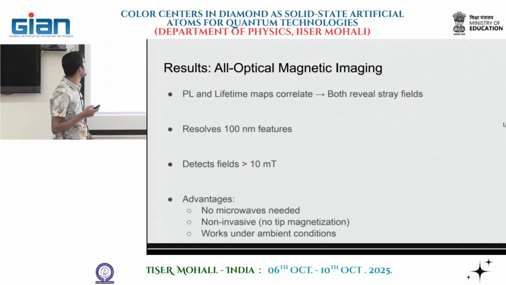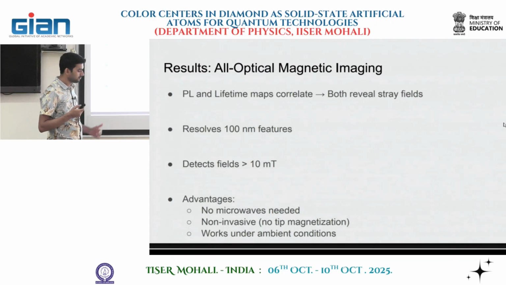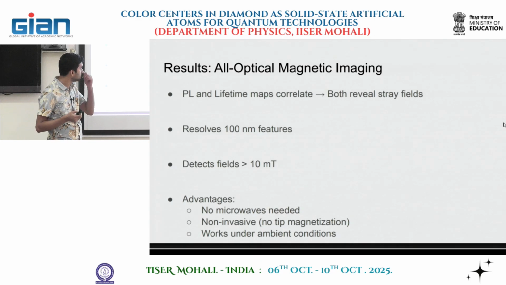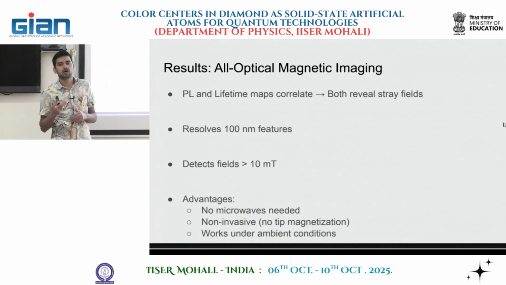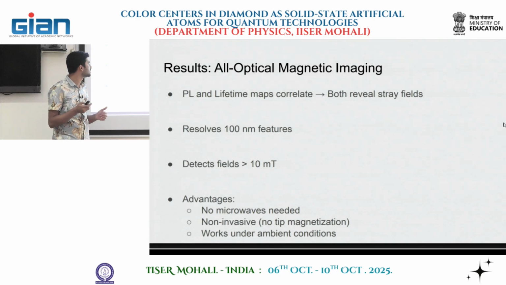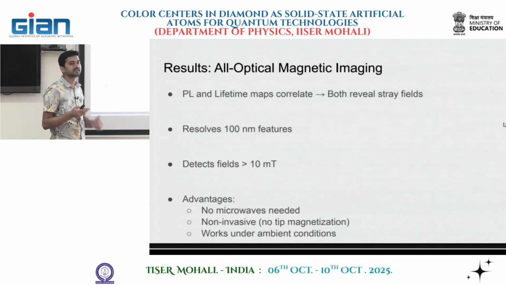So the results are as follows. We were able to do this all-optical magnetic field imaging, although qualitatively. We measured the photoluminescence and lifetime maps, which correlate, meaning they were all decaying with increasing magnetic field, which reveals the off-axis magnetic field strength. We were also able to resolve the 100 nanometer features of the magnetic field across the sample, and we were able to qualitatively detect fields greater than 10 millitesla.